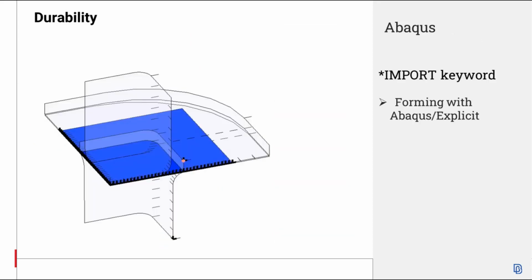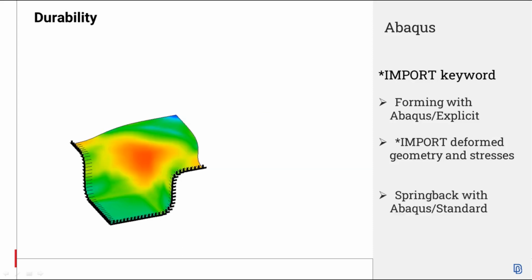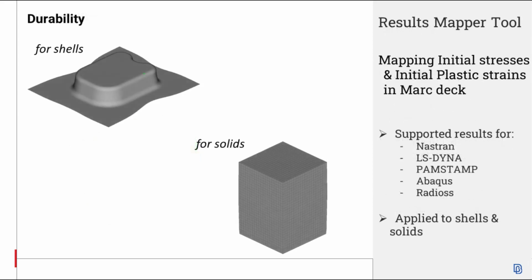A dedicated environment to transfer model data results and material state between Abaqus analysis is now available. In the illustrated example, a deep drawing simulation is performed with Abaqus Explicit. The deformed shape is extracted from the last state of the analysis and is used as the initial state of a new analysis. The import keyword is used to transfer the stress state of the deformed geometry to the new analysis, and a spring-back simulation is then performed with the Abaqus standard.